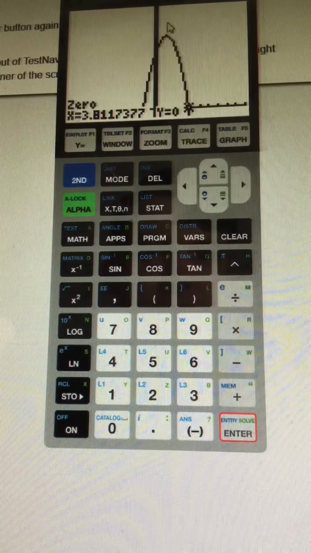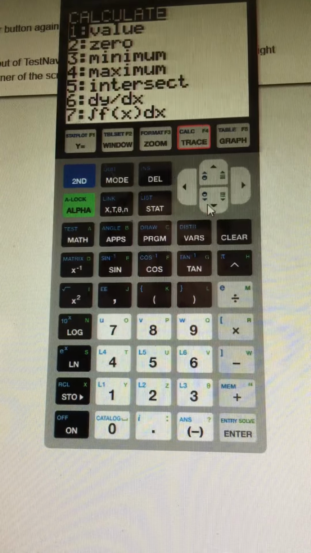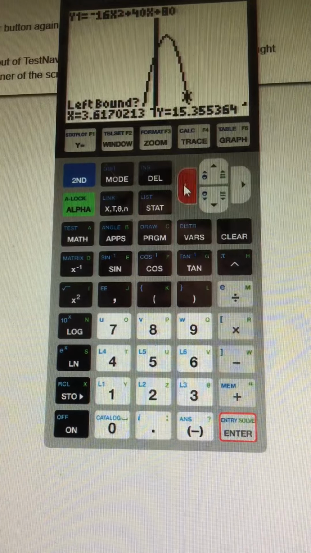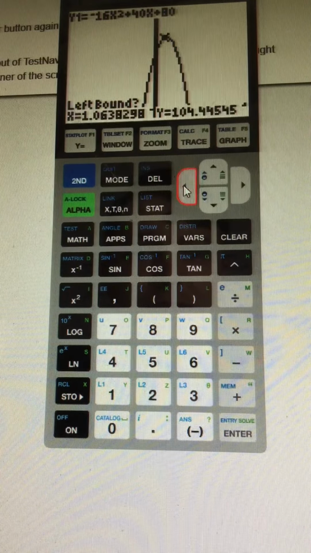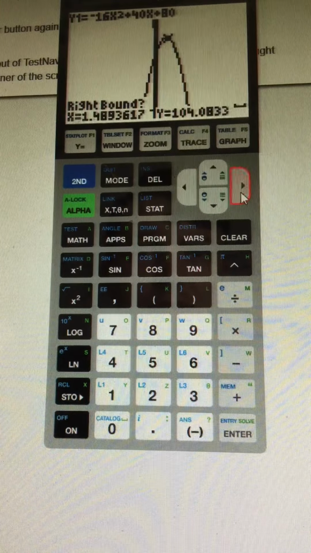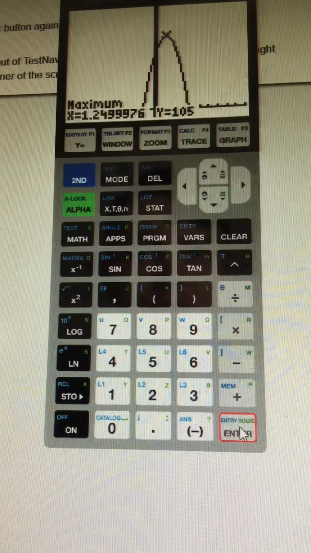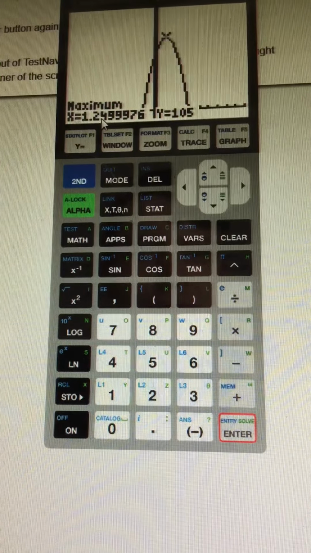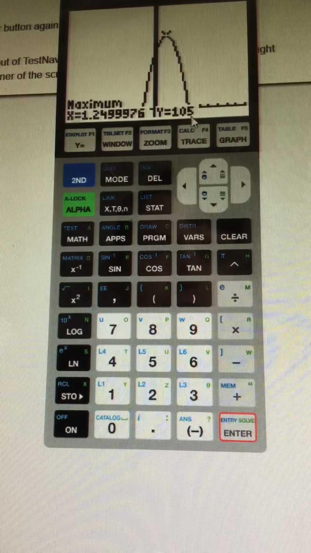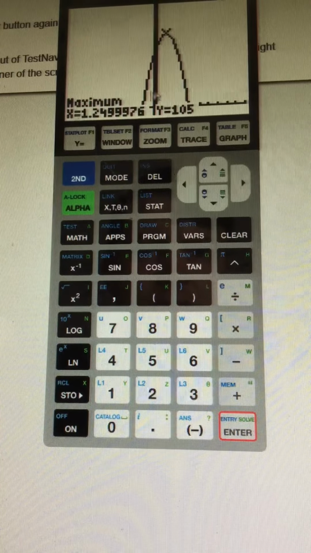Next thing, I could find the maximum. Let's say I want to find where it occurred. Second, calculate again. This time I'm going to go to the maximum. And I would get to the left side of it. So move this thing to the left of the maximum. There it is. Get to the right of the maximum. There it is. And then I just need to get somewhere in the middle, and it'll go find it for me. So it tells me at about 1.25 seconds, it gets to 105 feet high, and that's the maximum height that it reaches. So that's kind of how I'd answer the questions with the gravity piece.